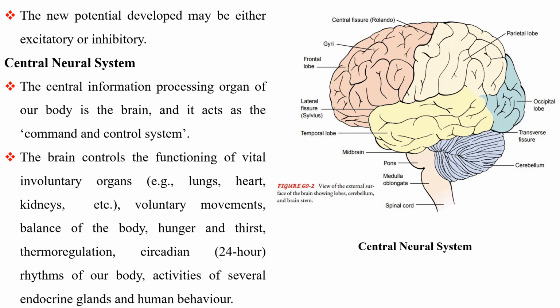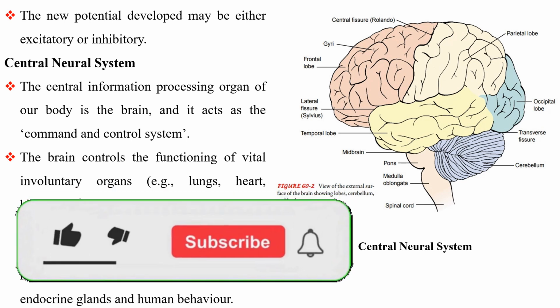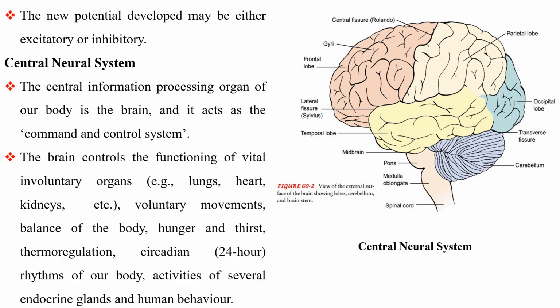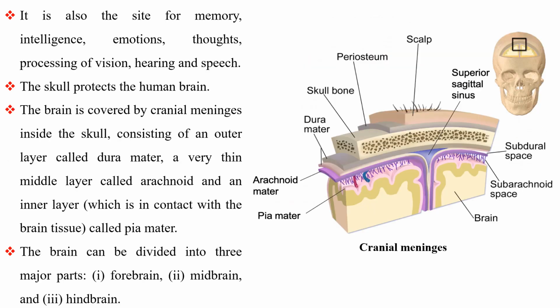Central nervous system. The central information processing organ of our body is the brain, and it acts as a command and control system. The brain controls the functioning of vital involuntary organs, voluntary movements, balance of the body, hunger and thirst, thermoregulation, circadian rhythm of our body, activities of several endocrine glands and human behavior. It is also the site for memory, intelligence, emotions, thoughts, processing of vision, hearing, and speech. The skull protects the human brain.